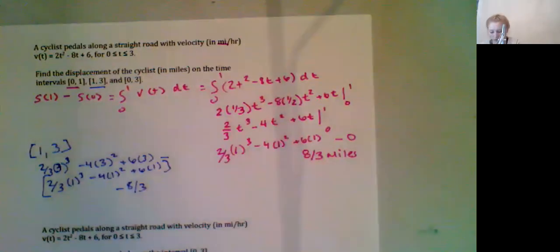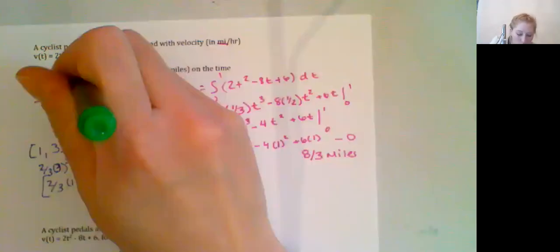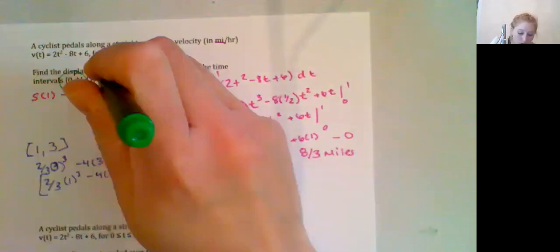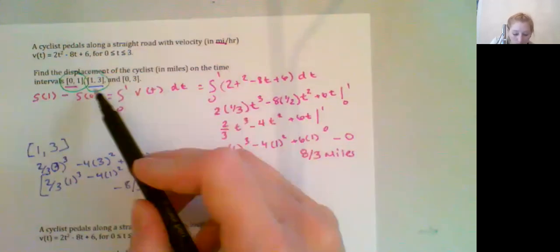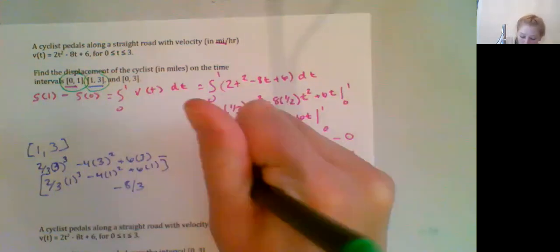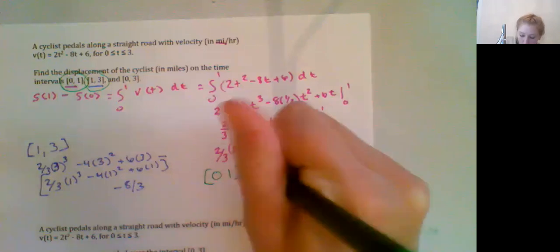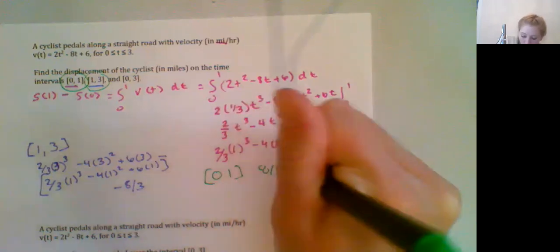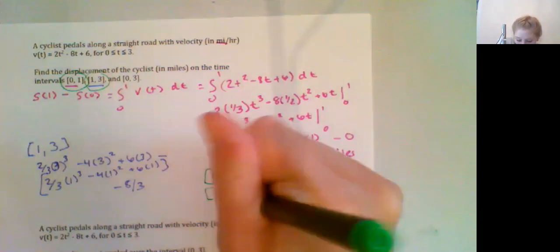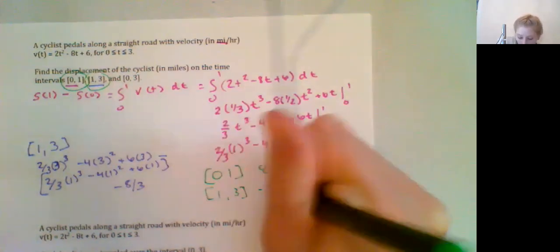Okay, so what I want you to think about now is we found how far we traveled on the interval from 0 to 1. We found how far we traveled on the interval of 1 to 3. So essentially what you could think about, if I went from 0 to 1, and that was 8/3 of a mile, and I went from 1 to 3, and that was negative 8/3 of a mile.